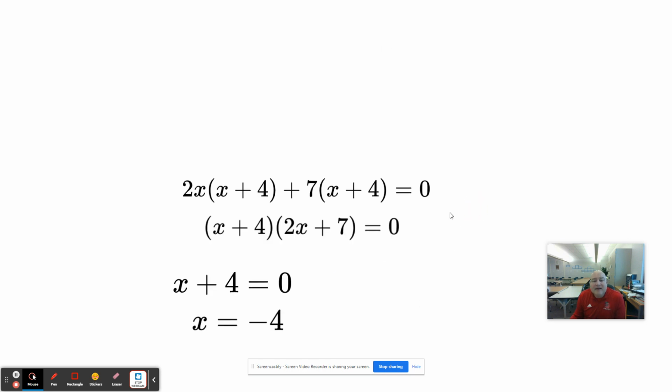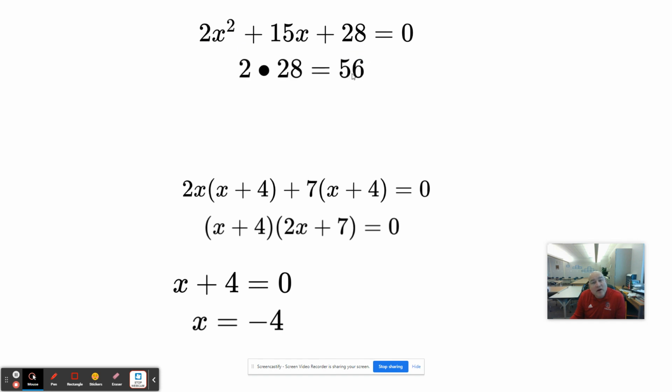Let's take a look at a second example. 2x squared plus 15x plus 28 equals 0. So whenever you have a coefficient other than 1, you have to multiply this by the c coefficient, the constant. So 2 times 28 is 56, which is going to be our target number. Looking for the factors of 56 that add to 15. Well, 8 times 7 equals 56, and 8 plus 7 equals 15. That makes our target 8 and 7.